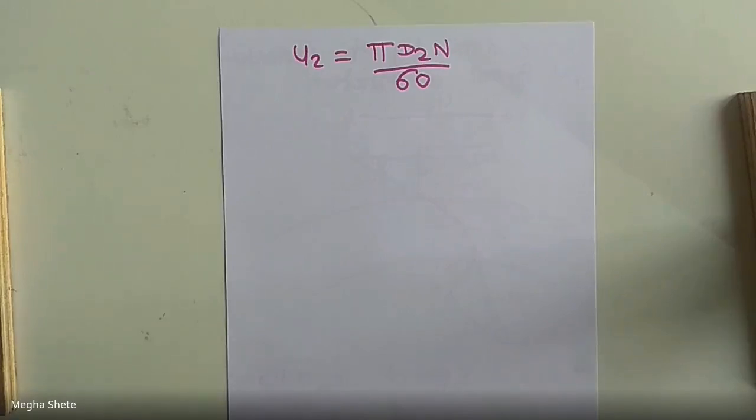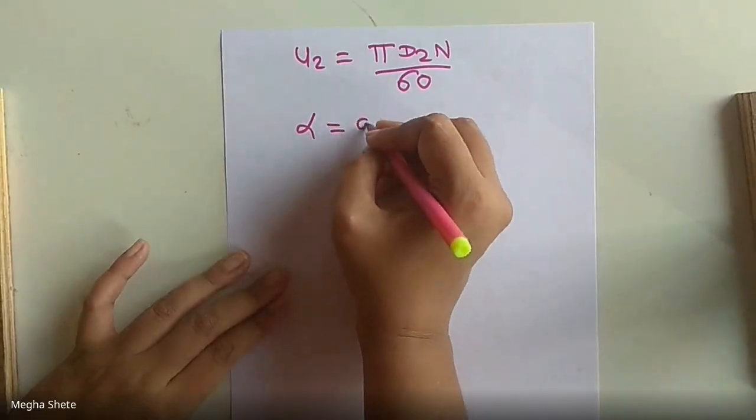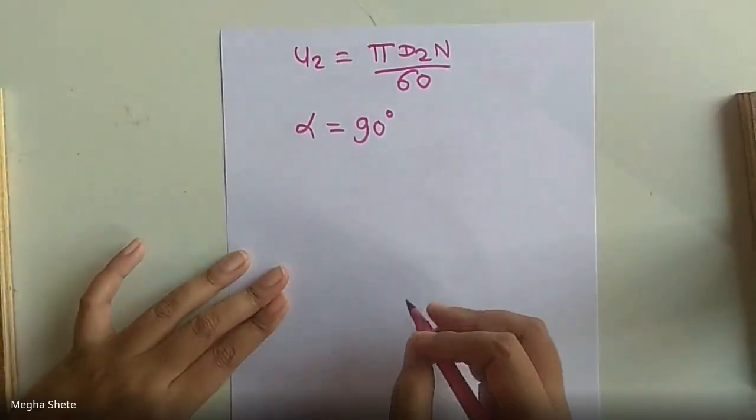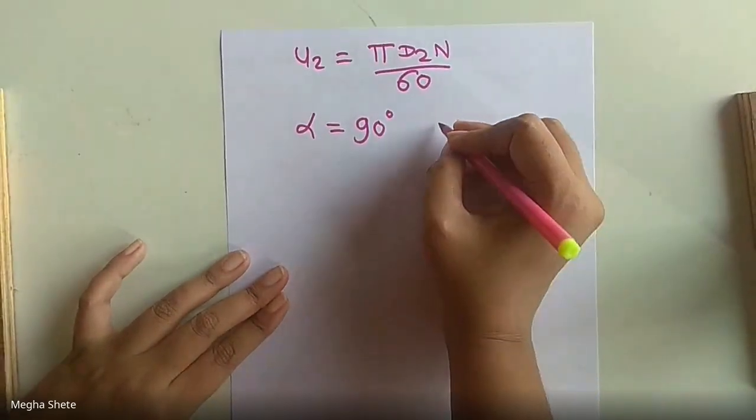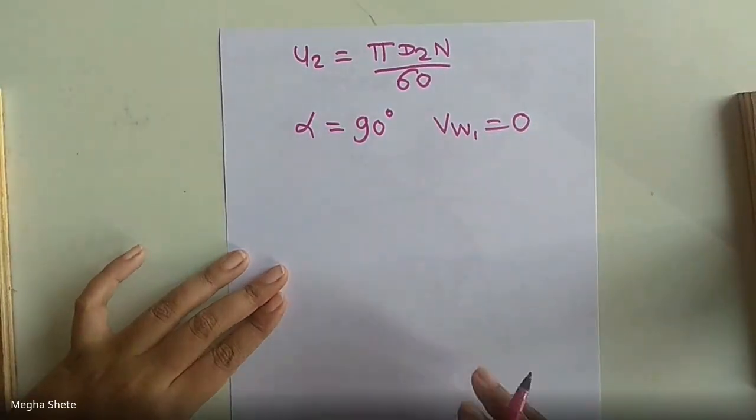Now, as the water enters the impeller radially, which means that absolute velocity of the water at the inlet is in the radial direction, hence angle alpha is equal to 90 degree and whirl velocity at inlet is equal to 0.